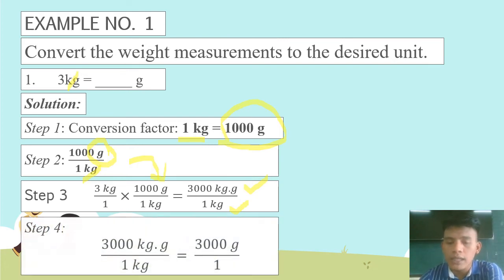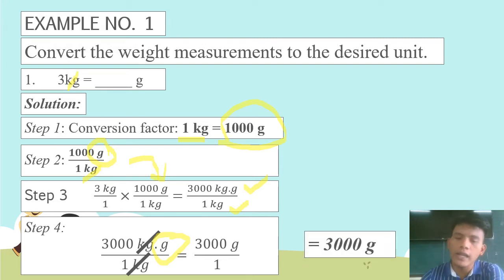We will do the cancellation of units. 3,000 grams over 1 kilogram. Kilogram from our numerator and denominator will be cancelled out. And the remaining will be the grams. That will be our desired unit. And the result is 3,000 grams over 1. And our final answer is 3,000 grams.